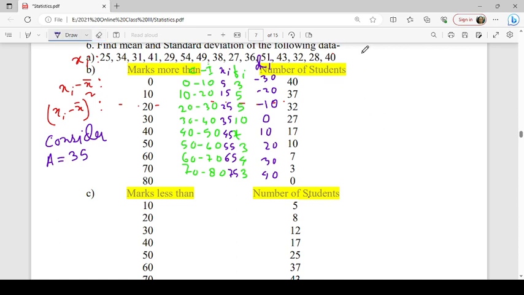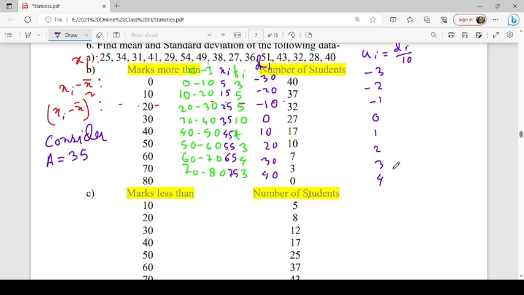So di you are having, then ui. So length of class interval is 10, there are 10 observations. So divide di by 10. So we are having the values minus 30 by 10, it is minus 3, then minus 2, minus 1, 0, 1, 2, 3, 4.